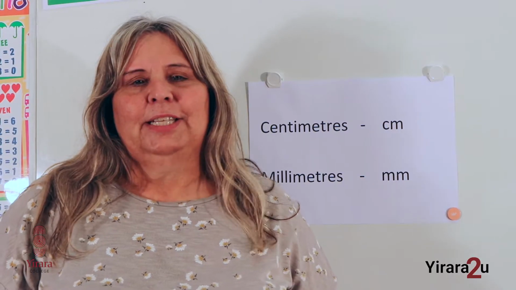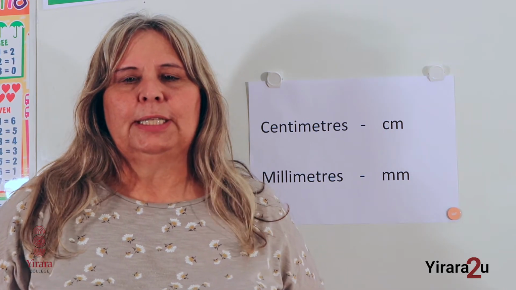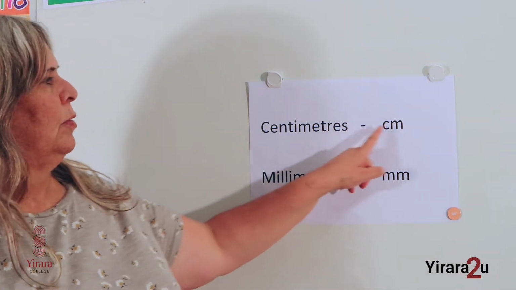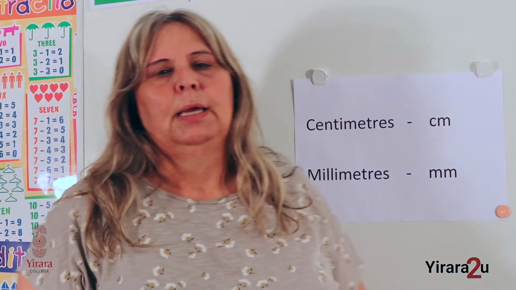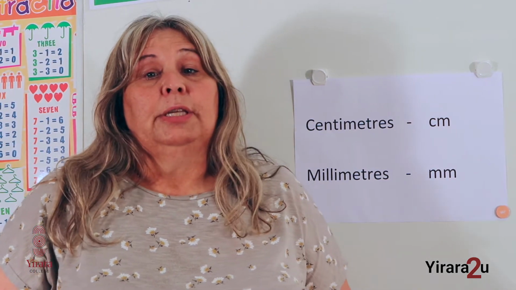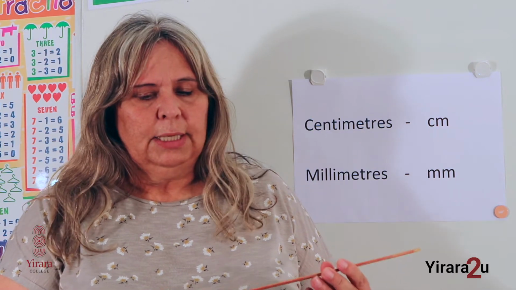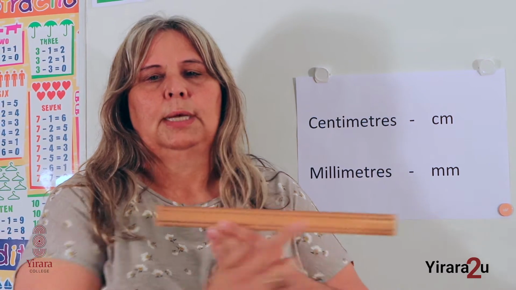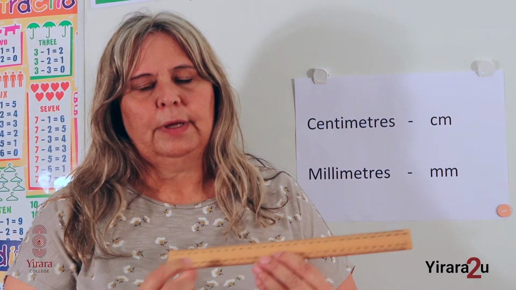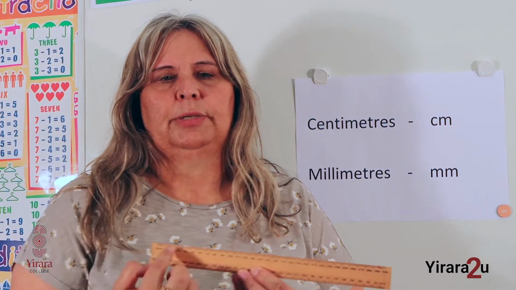For this next activity, we're looking at basic measurement using centimetres, cm, and millimetres, mm. If you have a ruler, you can see that one side has centimetres going across, and the other side, if you flip it over, has millimetres measurements.